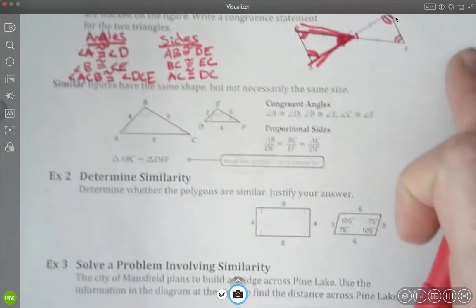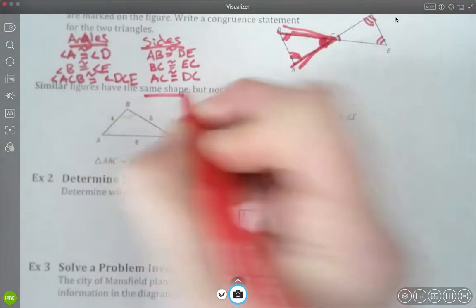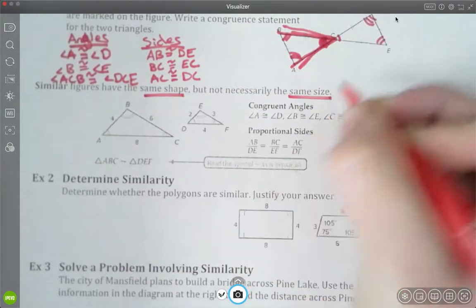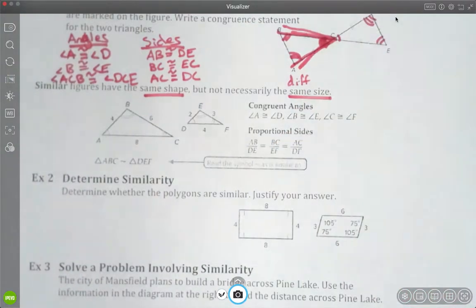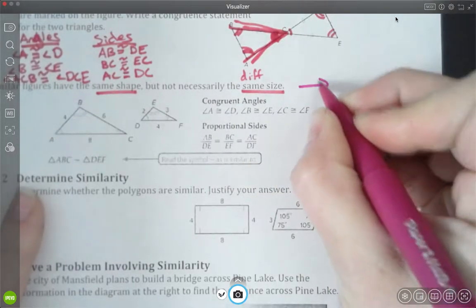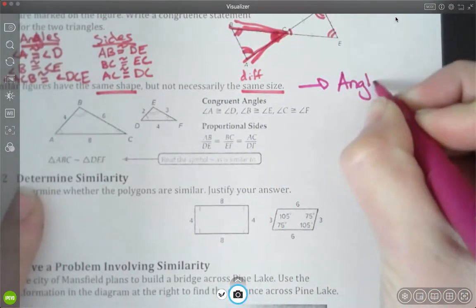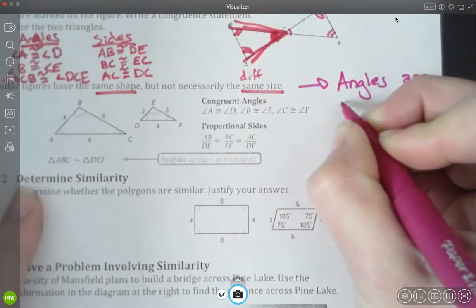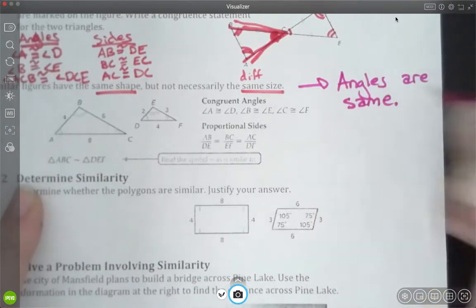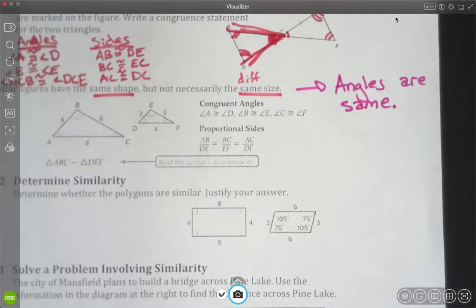All right, now similar. We've already said similar is same shape, but different size. Different size or not the same size, right? Same shape, different size. Okay, so here's the deal for similar. I'm going to write over here. For similar, angles are the same. Okay? So even though we're talking about same shape, different size, your angles will still be the same measure like congruent.